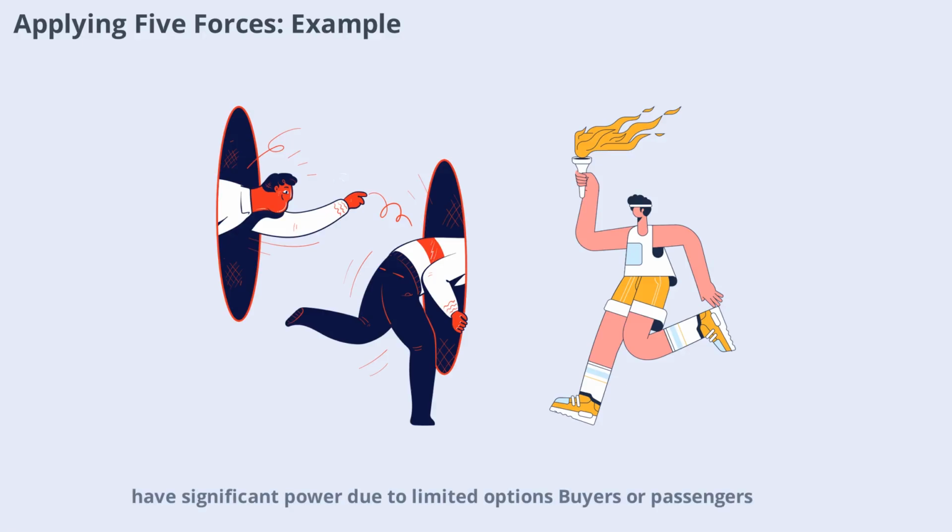Buyers or passengers can compare prices easily, increasing their power. Substitute options such as trains or buses are available but may not always be practical. Finally, rivalry among airlines is intense, with companies competing on price, routes, and service. This example shows how the 5 forces framework provides a comprehensive view of industry dynamics.